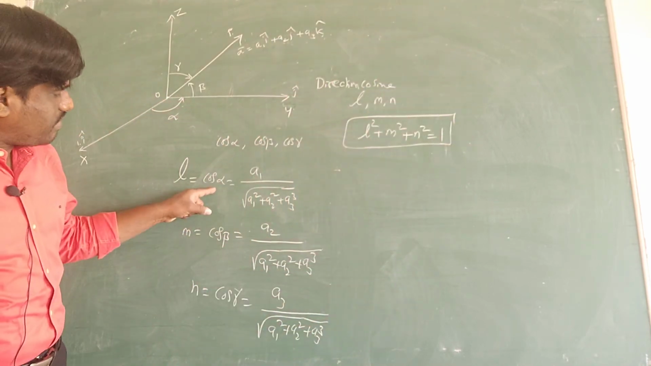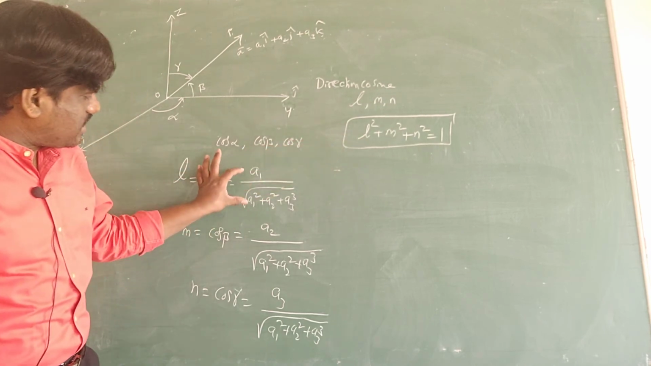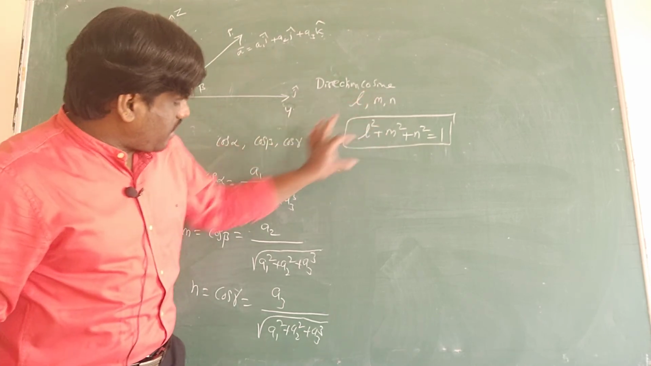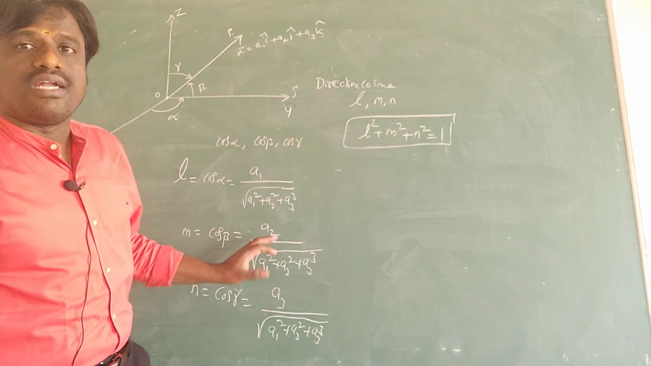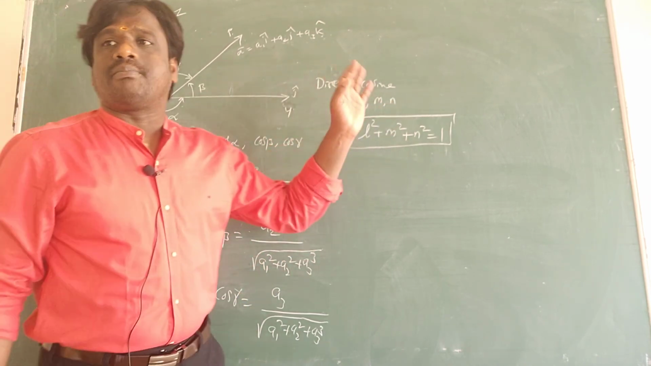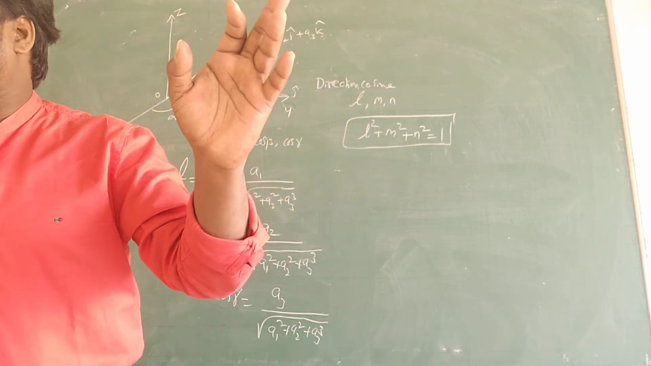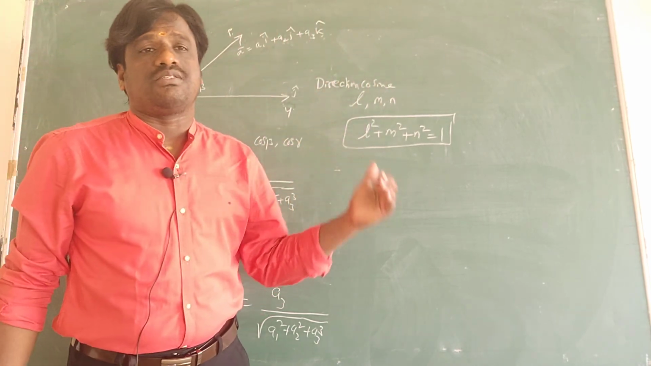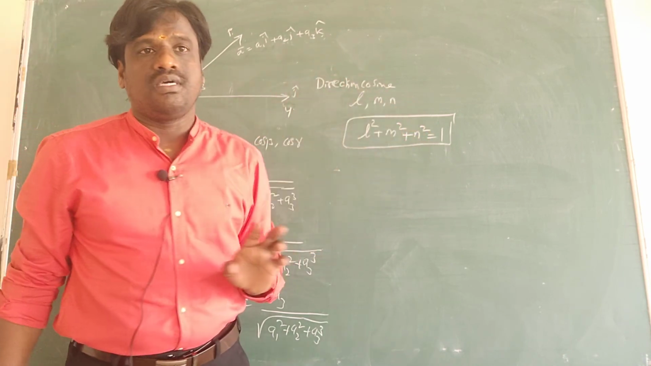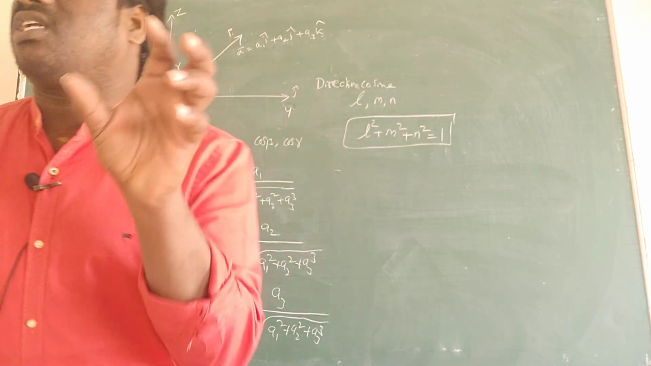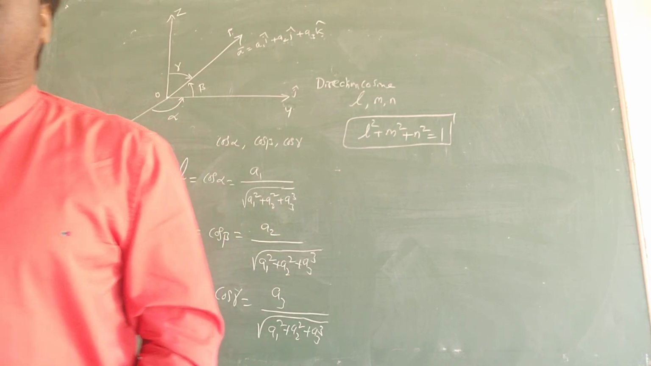Because if I do this, you substitute here: L square is this one squared, M square is this one squared, N square is this one squared, and taking the LCM, on the top you get a1 square plus a2 square plus a3 square, upon the denominator also a1 square plus a2 square plus a3 square. Cancel, you get the answer. So the sum of the squares of the direction cosines is always 1.